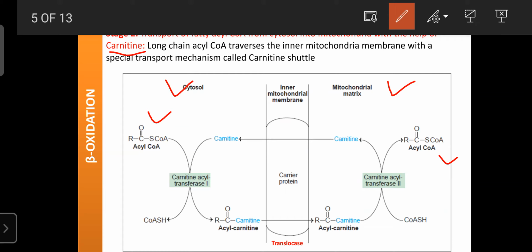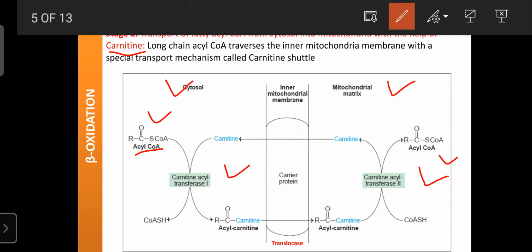Here two enzymes are involved in the transport of acyl CoA from the cytosol into the mitochondrial matrix: carnitine acyl transferase 1 and carnitine acyl transferase 2. Transferase 1 is found in the cytosol and transferase 2 is found in the mitochondrial matrix. These enzymes do not cross the mitochondrial membranes, and acyl CoA directly does not cross the membranes of the mitochondria.